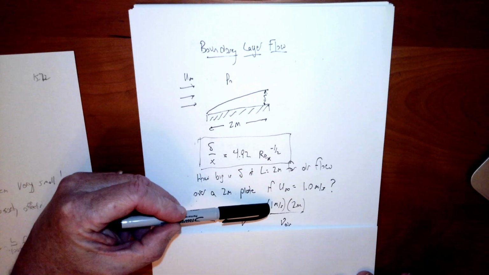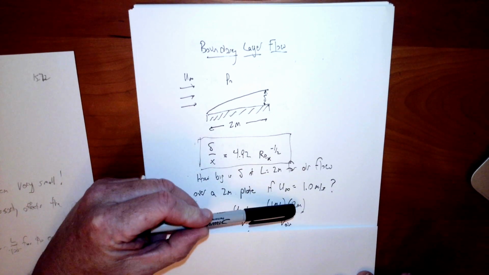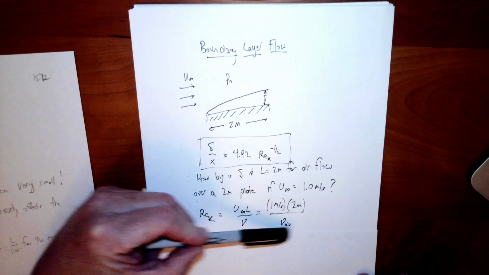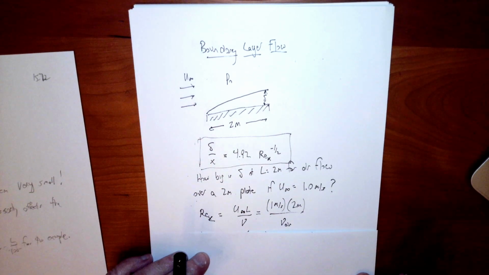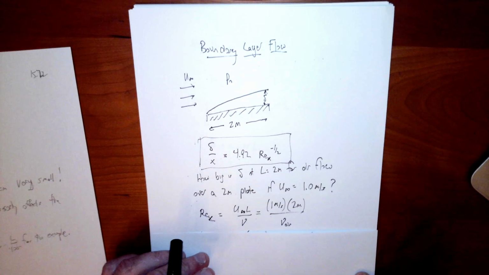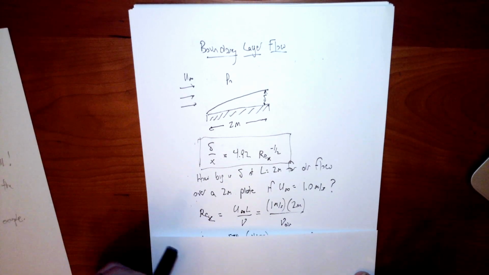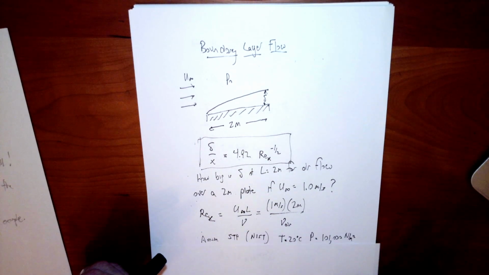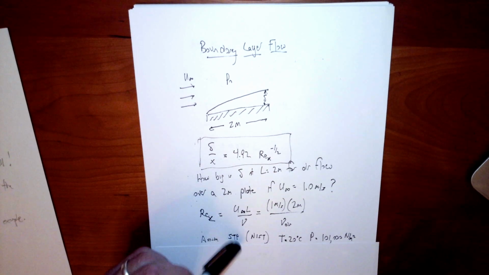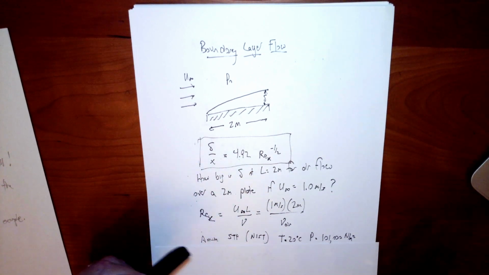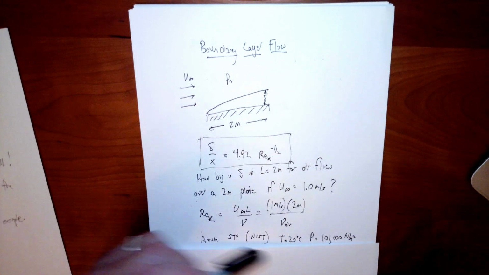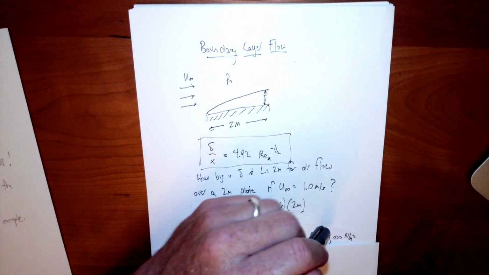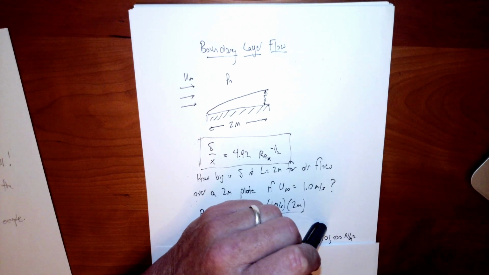So we've got 1 meter per second for the velocity, 2 meters for the plate length, and then we need the viscosity for the air. That's the kinematic viscosity. We're going to look that up on a table. In order to look it up on a table, we need to know the temperature and the pressure. So we're going to assume standard temperature and pressure using the NIST standard. That's the National Institute of Standards of the United States. Their standard temperature and pressure is 20 degrees C and 101,000 newtons per meter squared.